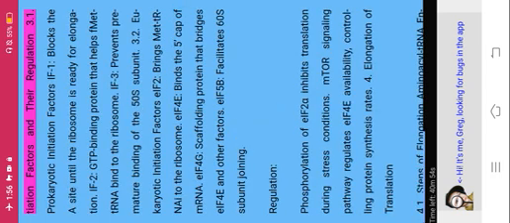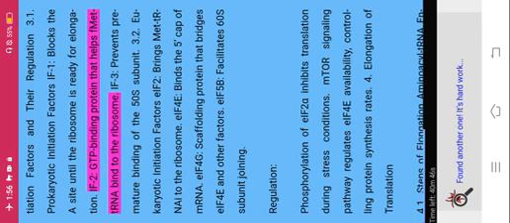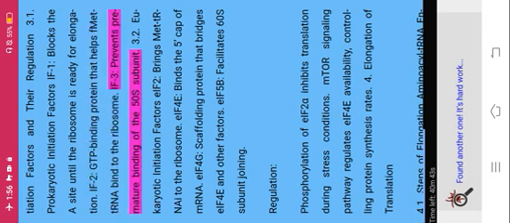3. Initiation factors and their regulation. 3.1. Prokaryotic initiation factors. IF1 blocks the A site until the ribosome is ready for elongation. IF2-GTP is a binding protein that helps fMet-tRNA bind to the ribosome. IF3 prevents premature binding of the 50S subunit.